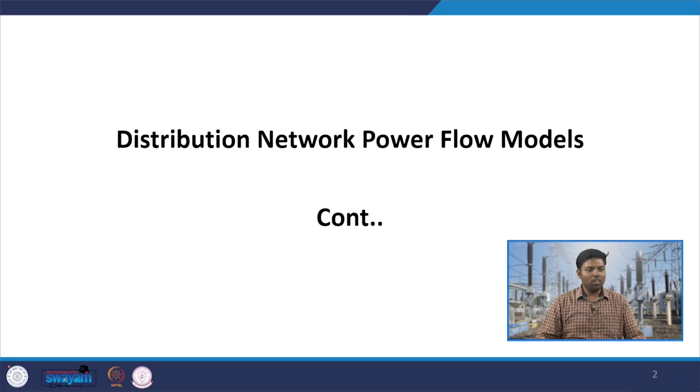We are continuing with our module 2, DER Integrated Distribution Network Modeling. In the last class, we have seen the bus injection power model of the distribution network, and today we will continue with that power model, but the other one, that is branch flow model or BFM.